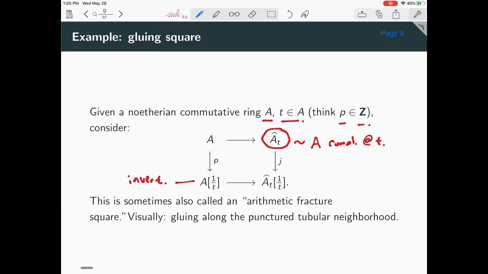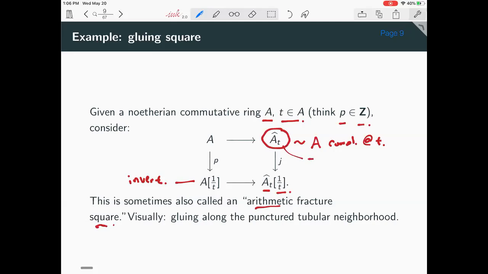So if it's a prime number P, you have the p-adics, and then you have Z[1/P]. On the other hand, you can apply the completion first and then invert T, which is not necessarily zero. It's an exercise, if you're bored, to check that the other thing is zero. And this is a square of interest and is usually called an arithmetic fracture square. And visually, it's like gluing along a punctured tubular neighborhood, right?